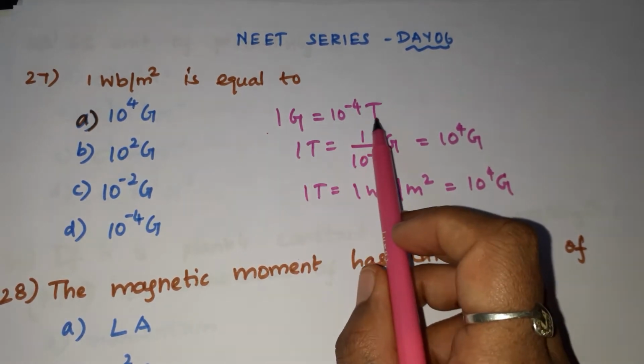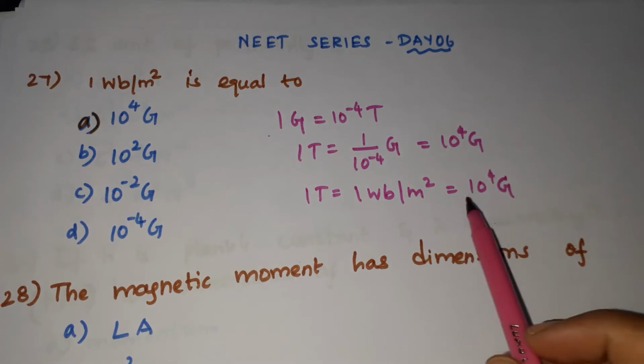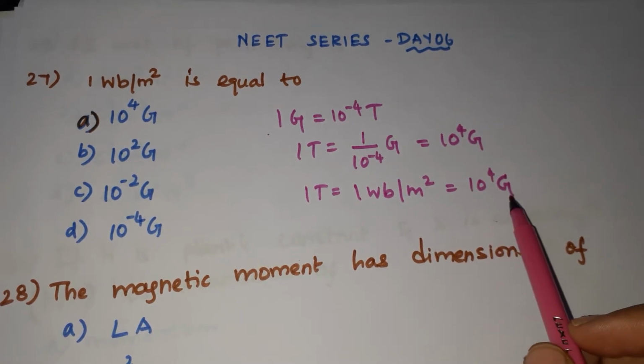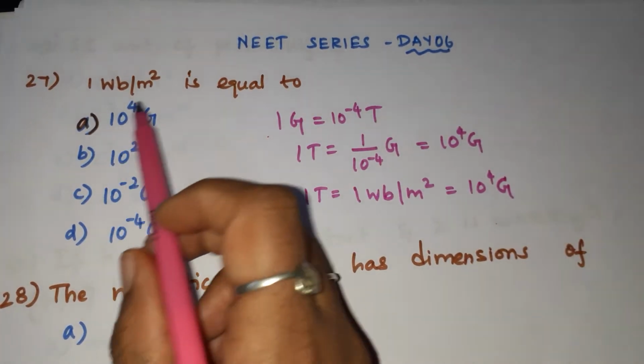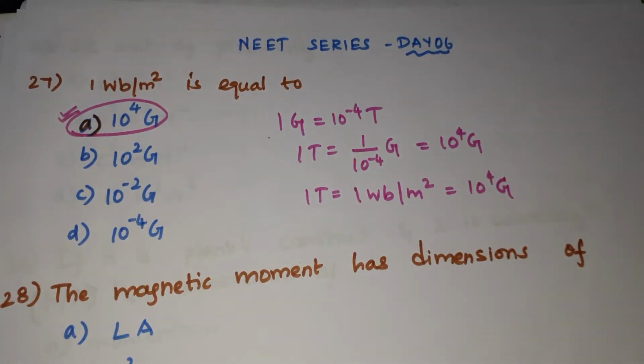1 gauss is 10 power minus 4 Tesla. So 1 Tesla is 1 Weber per meter square, which is equal to 10 power 4 gauss. Please check the answers. 10 power 4 gauss. Yeah, A option is correct for the 27th question.